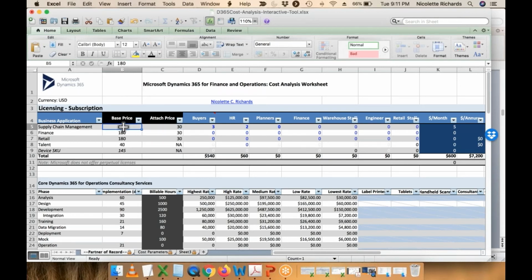Now, for our engineers, our engineers are not going to be using the finance. They're not going to be using retail. They're not going to be using talent or the device SKUs. So let's say we've got about 7 engineers in the organization. They're going to be using supply chain. All right, so 7 times $180 brings you to $1,260, right? And we said we don't do retail staff here.